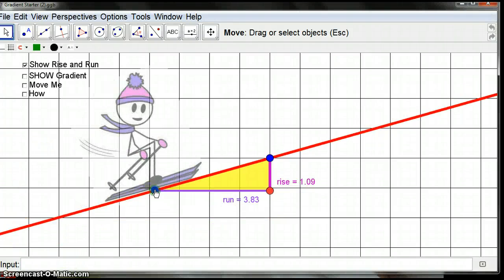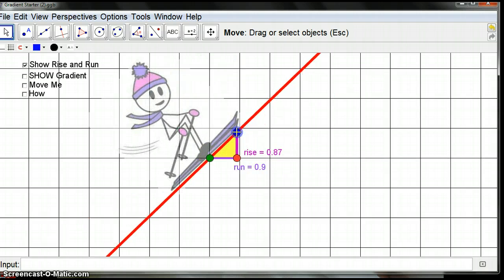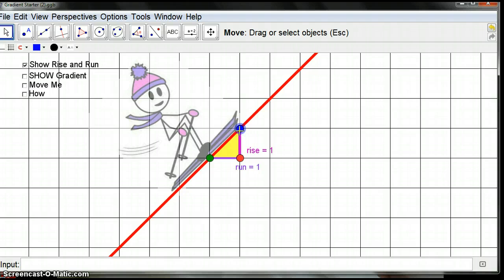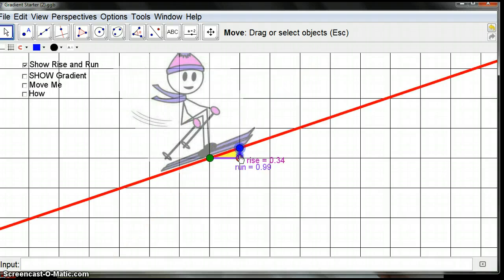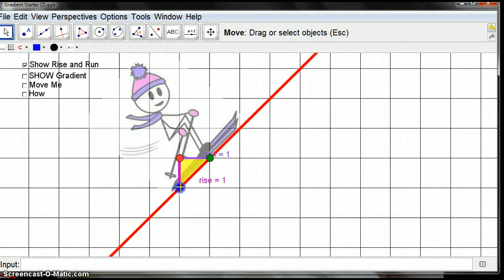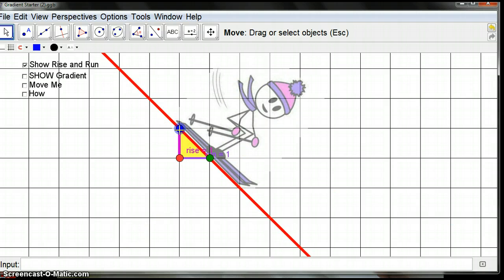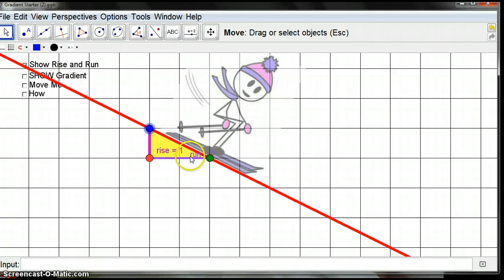So the gradient here is what? Together, gradient? 0. Okay. Gradient here? 1. Gradient of 1, correct. This one here? -1. That one here? 1. And this one here? -1. He's going downhill. This one here, we've got a run of 2 and a rise of 1.